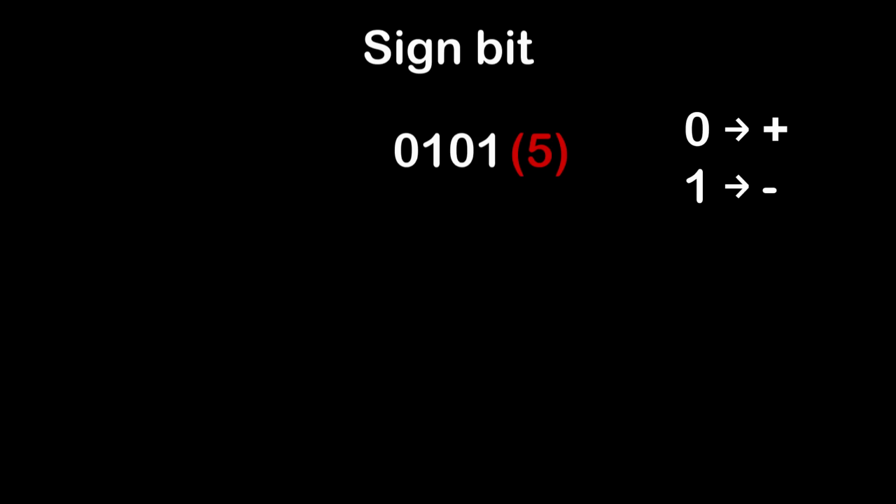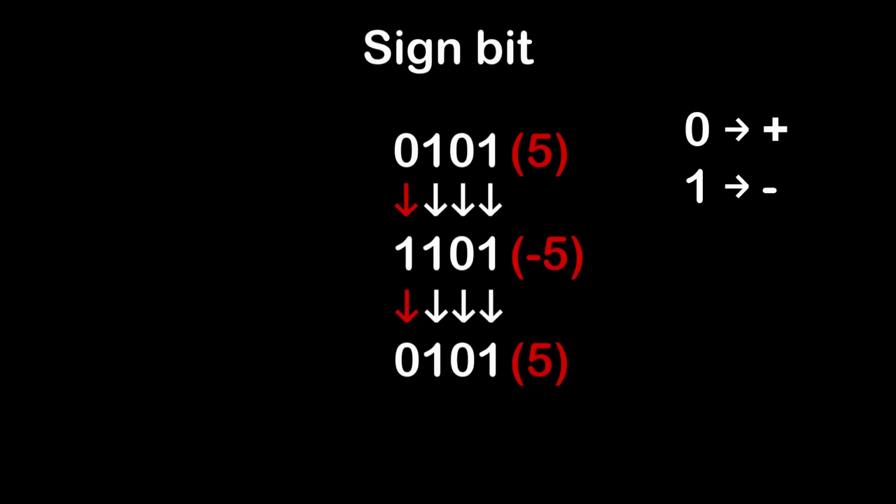As I said, we use the first bit for the sign, 0 for positive, 1 for negative. In order to get the opposite number, we change 0 to 1. 1101 is -5. And going from negative to positive is as simple as changing the first bit to 0.